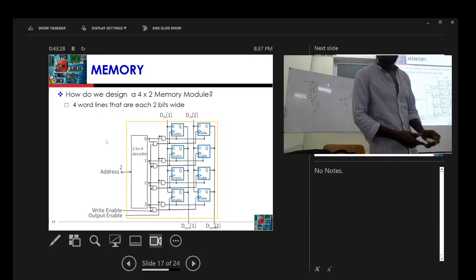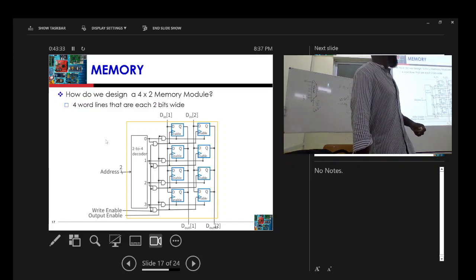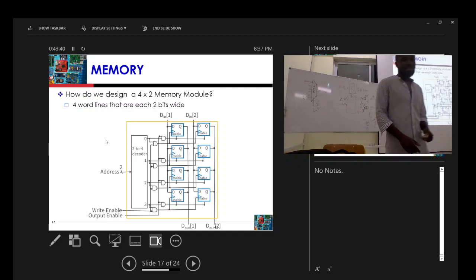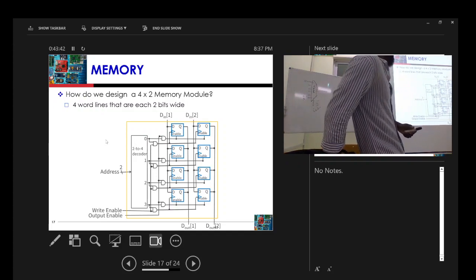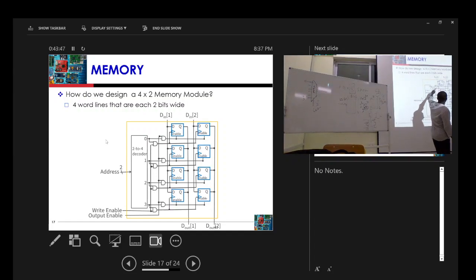So now here, if I want to write to location, probably location 1, right? So if I want to write to location 1, I want to write this data line. So these are the data lines, right? All of them are connected to the different flip-flops. So if I want to write to any of them, now I want to write to this location 1. This is the one connected to location 1, right?